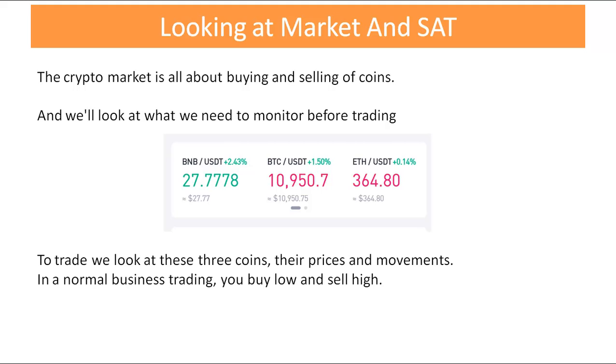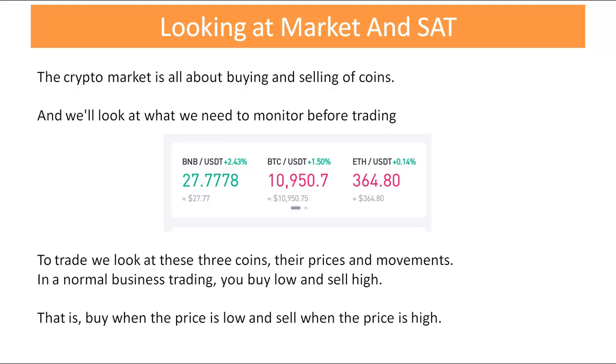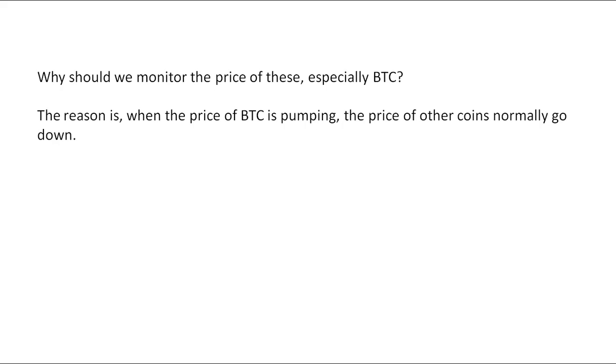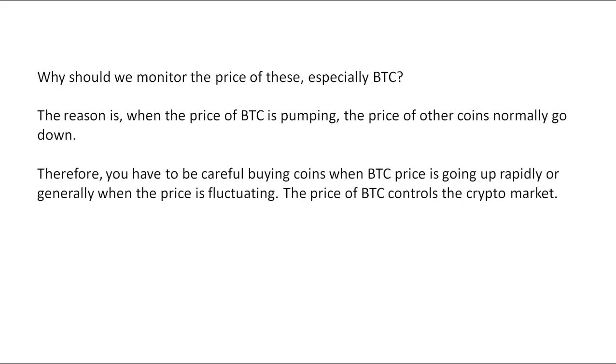In a normal business trading, you buy low and sell high. That is, buy when the price is low and sell when the price is high. Why should we monitor the price of these, especially BTC? The reason is, when the price of BTC is pumping, the price of other coins normally goes down. Therefore, you have to be careful buying coins when the BTC price is going up rapidly, or generally when the price is fluctuating. The price of BTC controls the crypto market. But when it's stable, it's good to buy coins then.